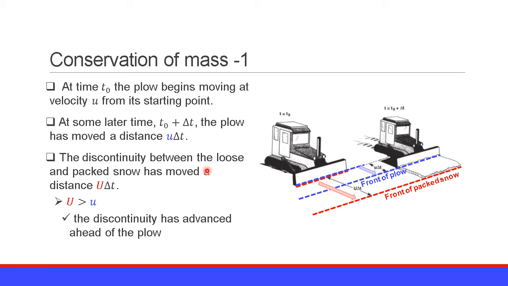The discontinuity between loose and packed snow has moved distance large U times delta t. Large U is the velocity of the front of the packed snow. Obviously, large U is larger than small u. So the discontinuity has advanced ahead of the plow. It's clear, right?